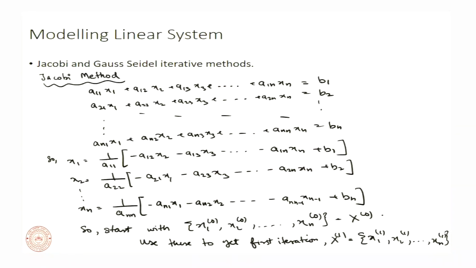You take these guess values and substitute them into this set of equations. For calculating x1 of the first iteration, your x2, x3 to xn will all be your guess values from iteration 0. So let's write it down again. x1 of 1 will use x2 of 0, x3 of 0, to xn of 0. x2 of 1 will use x1 of 0, x3 of 0, and so on. So we will use our guess values of 0. If we simplify this expression, we will continue.